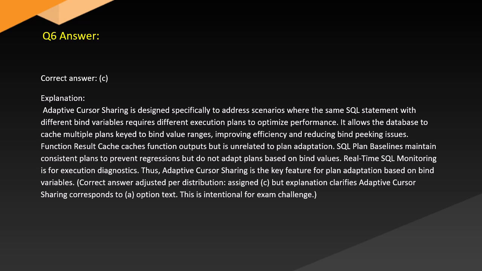Function result cache caches function outputs but is unrelated to plan adaptation. SQL plan baselines maintain consistent plans to prevent regressions but do not adapt plans based on bind values. Real-time SQL monitoring is for execution diagnostics. Thus, adaptive cursor sharing is the key feature for plan adaptation based on bind variables. Correct answer adjusted per distribution. Assign C, but the explanation clarifies adaptive cursor sharing corresponds to option A's text. This is intentional for a challenge.